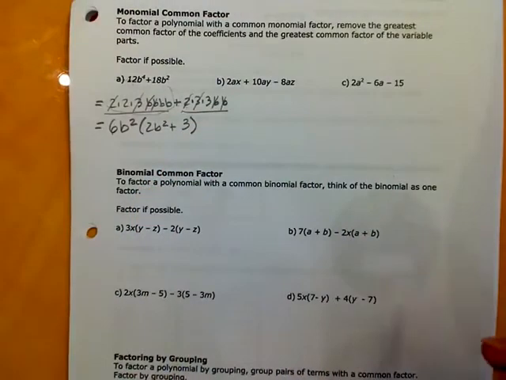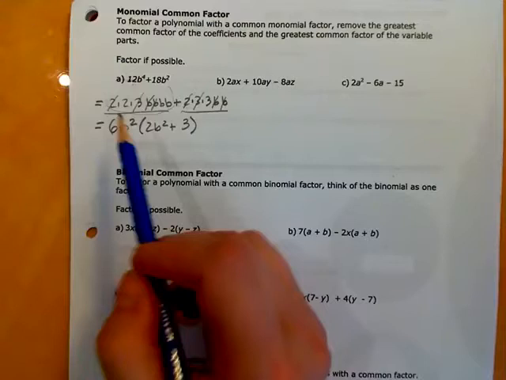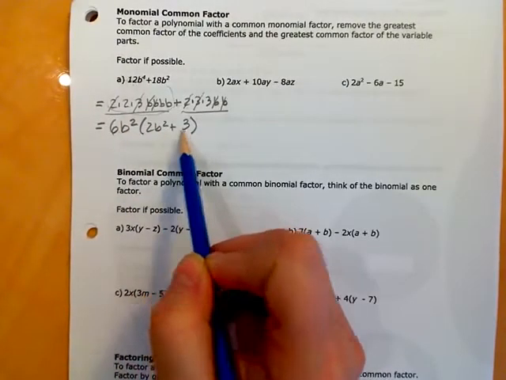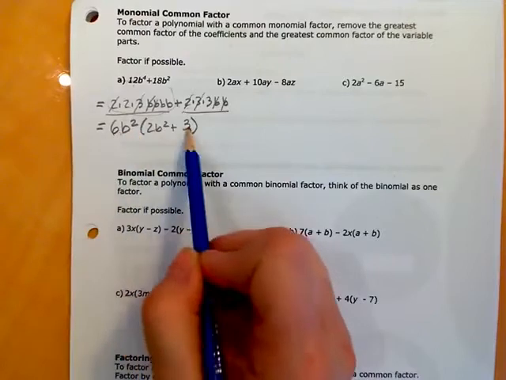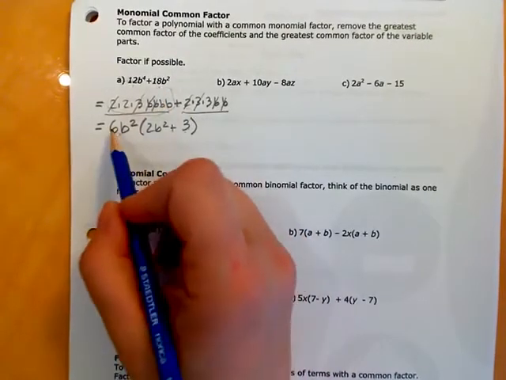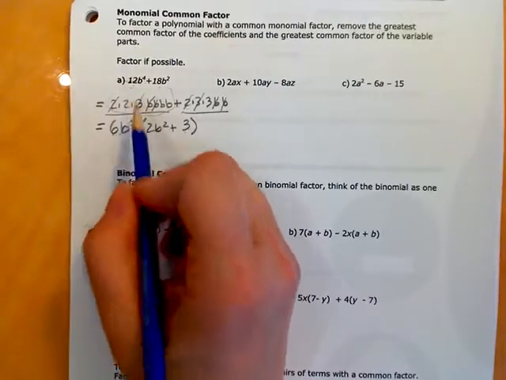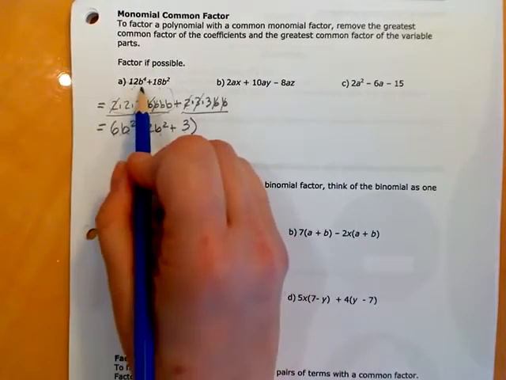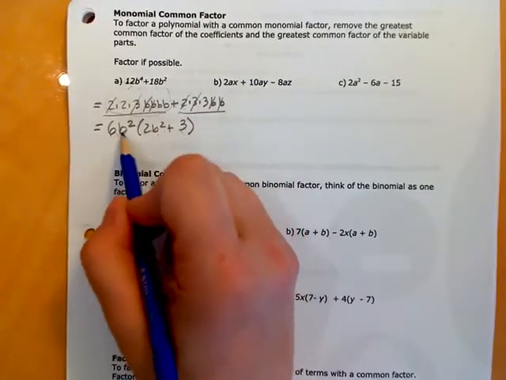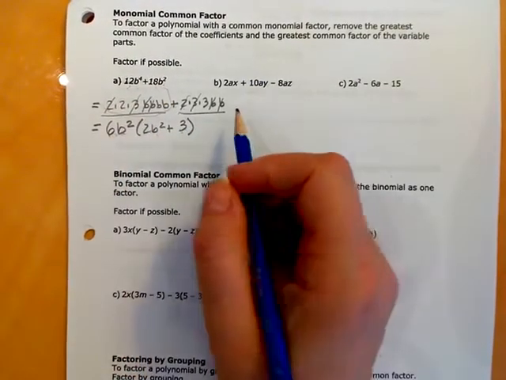So basically this is the reverse of multiplying out your brackets, which basically means that if you distribute this in, you should get the original answer or question. So let's try it. 6 times 2 is 12. b squared times b squared is b to the 4. 6 times 3 is 18. b squared. There we go.